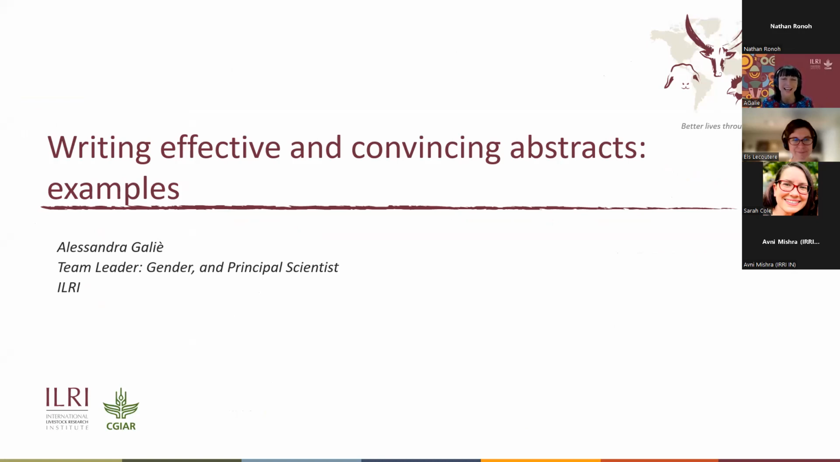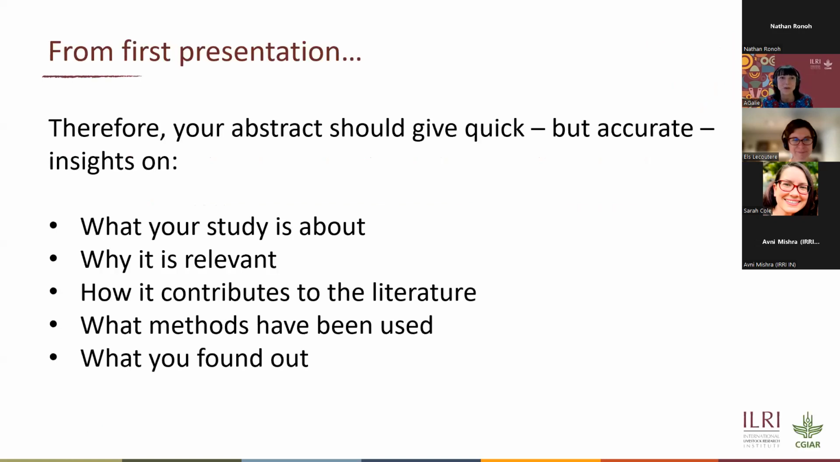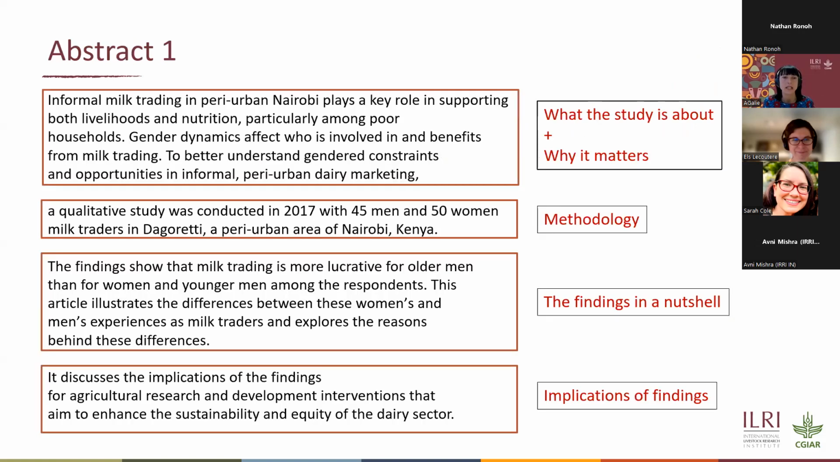I'm Alessandra Gallier. I lead the gender team at the International Livestock Research Institute, where I'm also the principal scientist. I'm picking up on what Els presented. She said your abstract needs to give quick, accurate insights on what your study is about, why it is relevant, how it contributes to literature, what methods are being used, and what you found out. So this is the first abstract that I picked when I prepared this presentation.